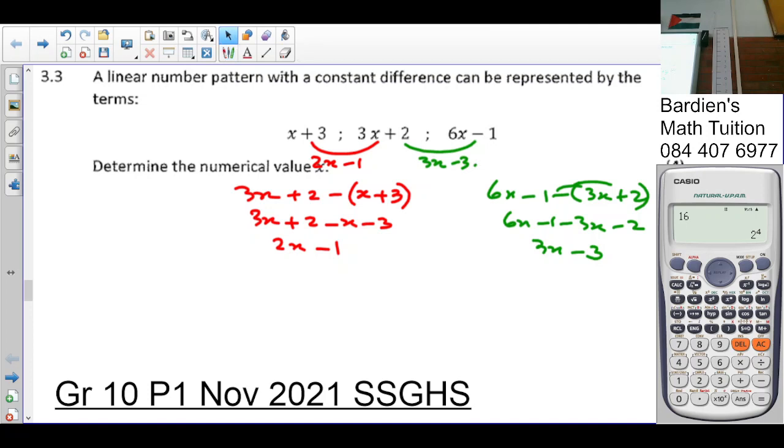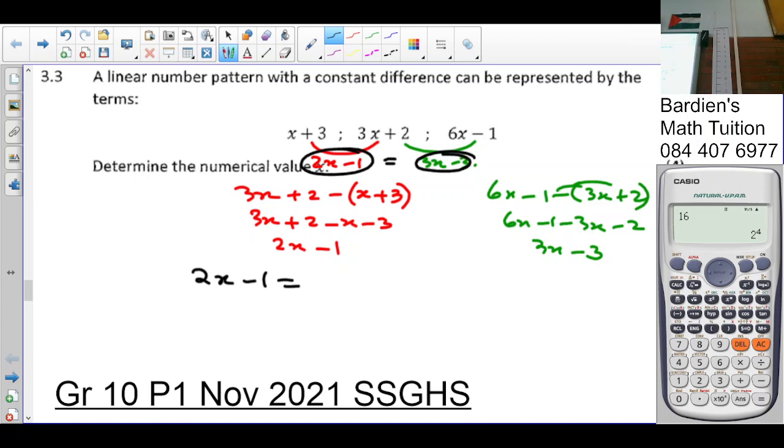So what do we know about a linear pattern? It has a first difference. Which means to say that 2x minus 1 must be equal to 3x minus 3. So we solve for x, we get minus x is equal to minus 2, therefore x is equal to 2.